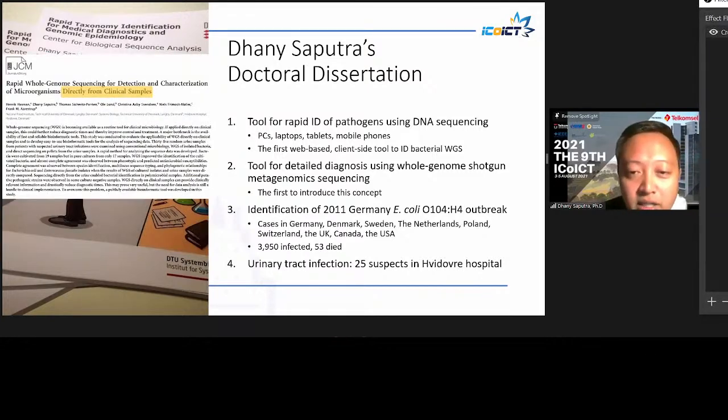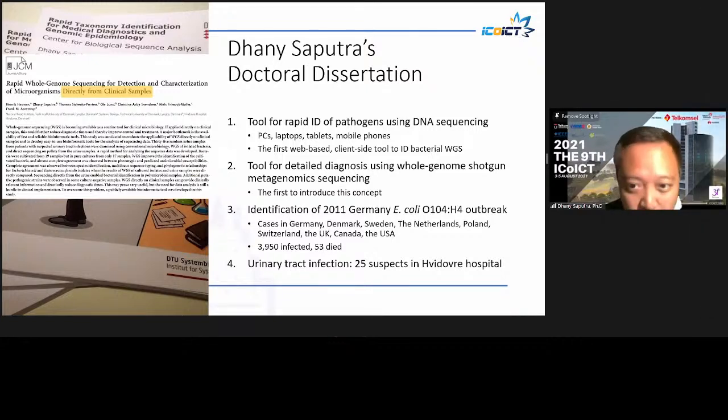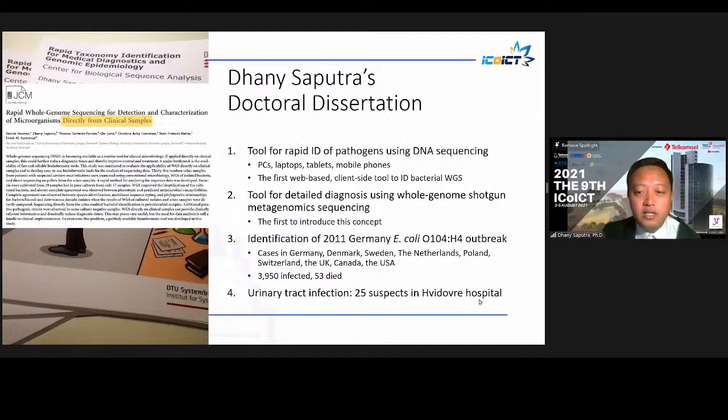And secondly, it's a tool for detailed diagnosis using whole genome shotgun metagenomic sequencing. And we are also the first to introduce this concept. So we are sequencing directly from clinical samples. And I was a second author in this case instead of first author, like in the first project of my dissertation.